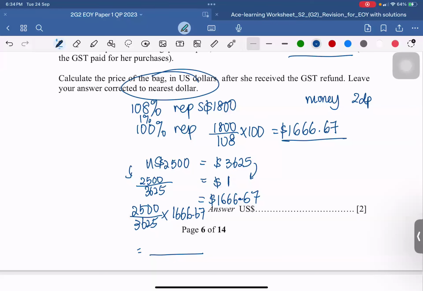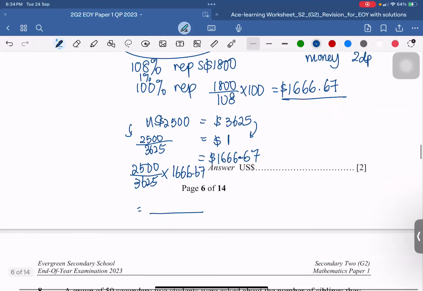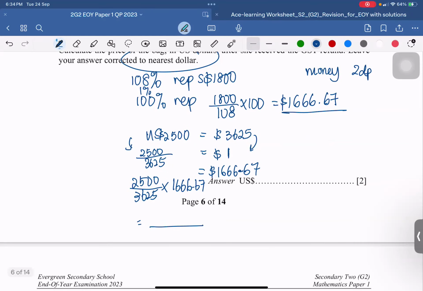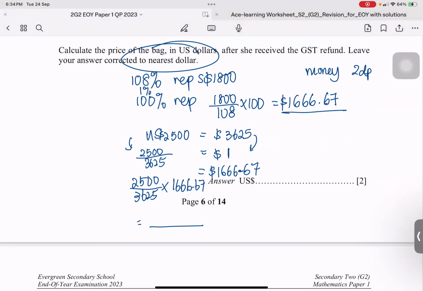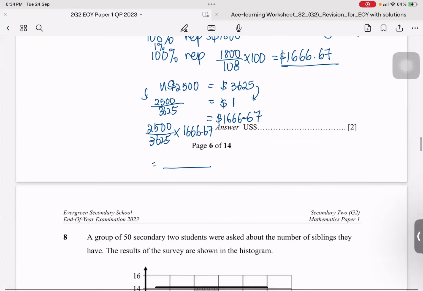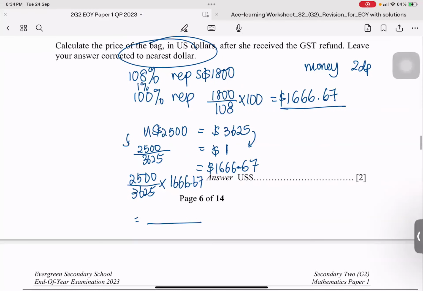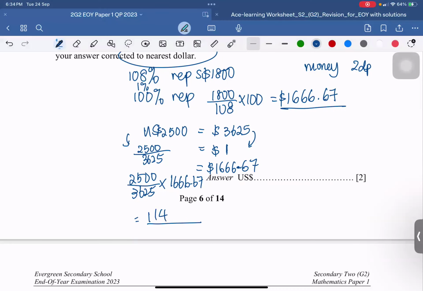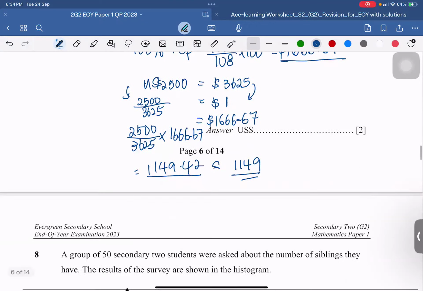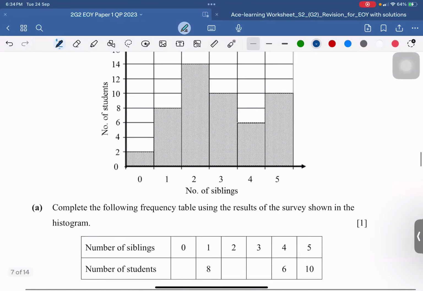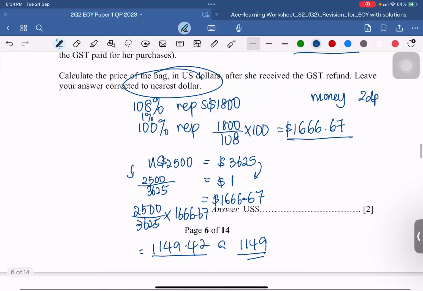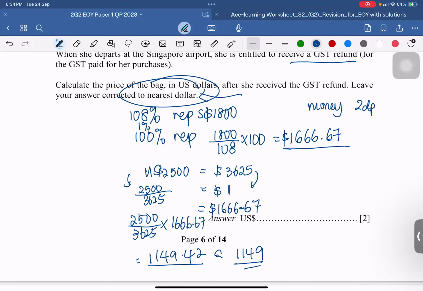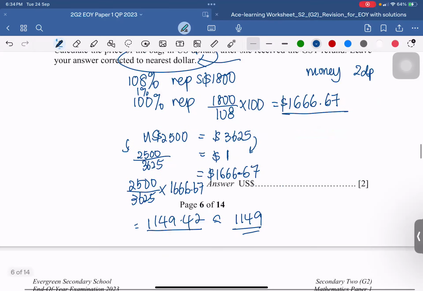After that, leave it to the nearest dollar. Okay, never mind. So this one, it will look like that. So you do the question. This one should be doable. 1149.42. Xavier, you have a calculator. I'm using my brother's one. Nearest dollar, 1149. Isn't money supposed to have 2 decimal points? The question says nearest dollar. Normally it's 2 DP, but now the question says nearest dollar.